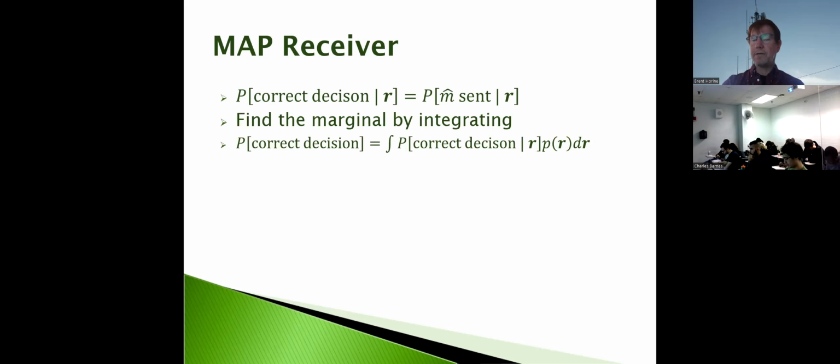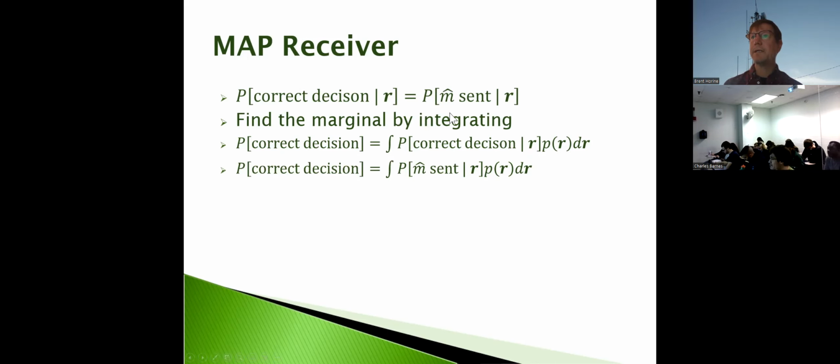Now that's a conditional. We can find the marginal by integrating, right? So what we're really interested in is the probability of a correct decision. If we integrate out the conditional probability while weighting it, as I like to think about it, by the probability density function, or PDF, of R and integrating with respect to R, then we can get rid of that dependency and get the marginal, right?